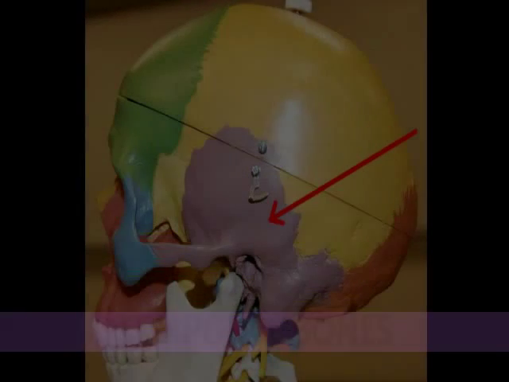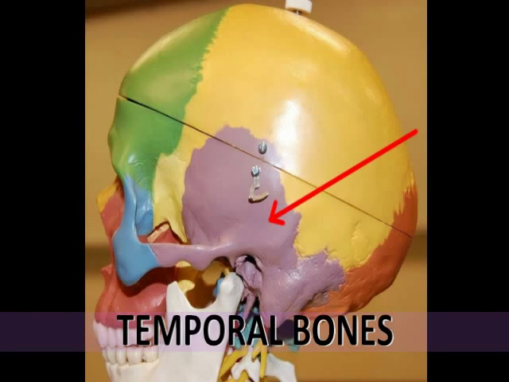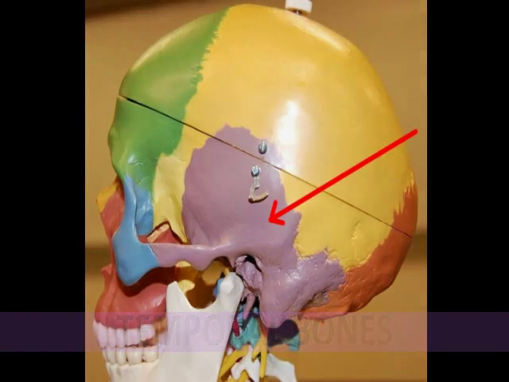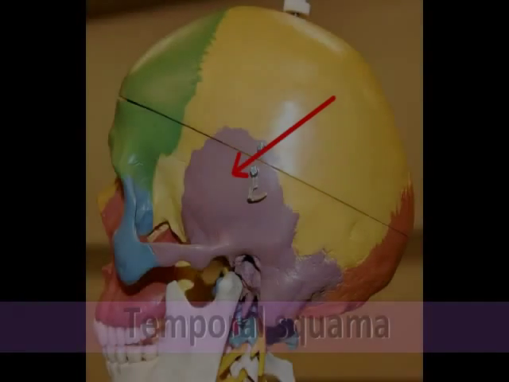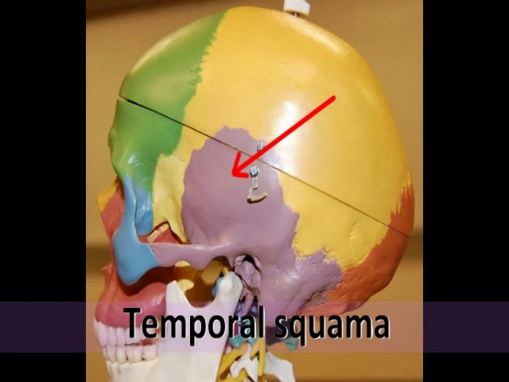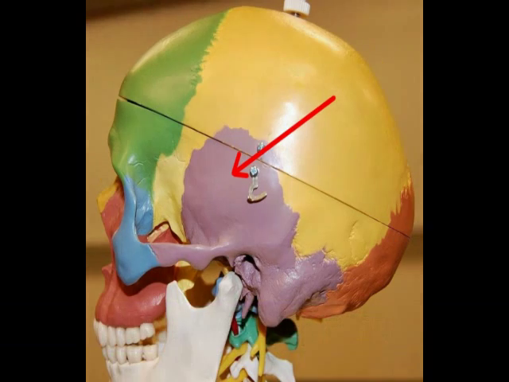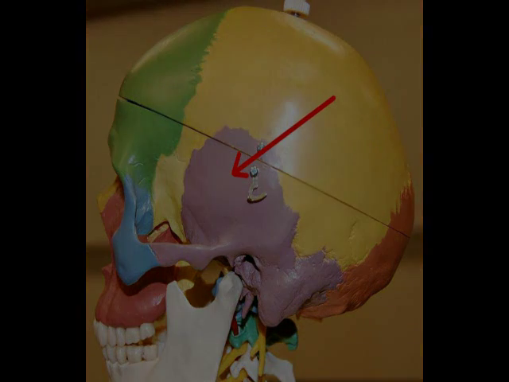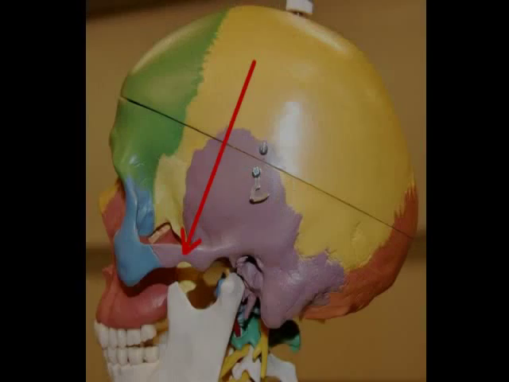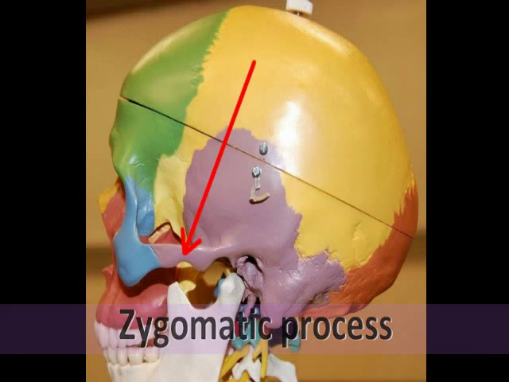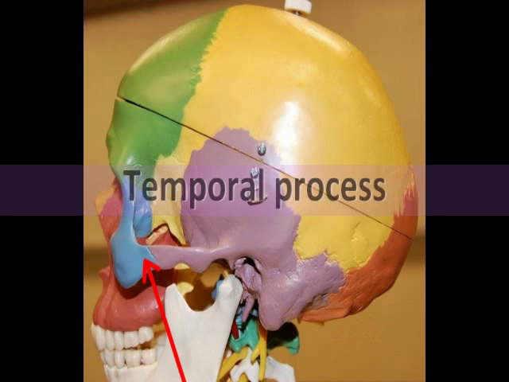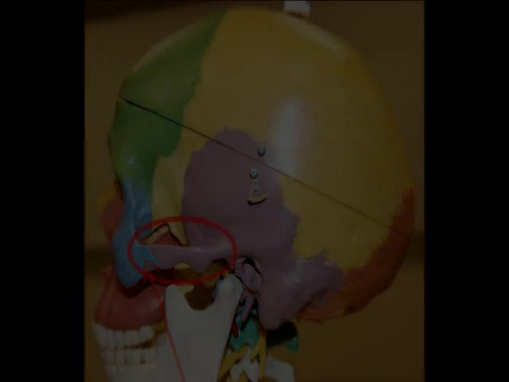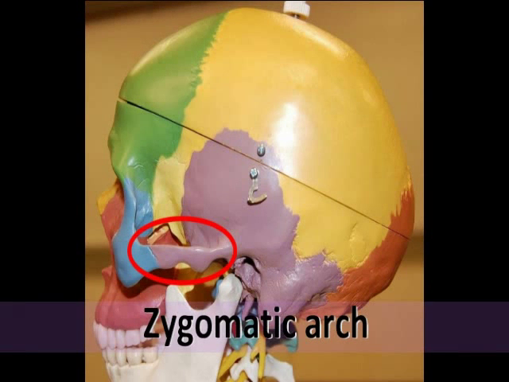Now let's examine the temporal bones, which form the inferior lateral portion of the cranium, as well as part of the cranial floor. The temporal squama is a thin, flat part of the temporal bone located at the temple, which is the cranial region around the ear. Extending out from the inferior region of the temporal squama is the zygomatic process, which articulates with the temporal process of the zygomatic bone, which is the cheekbone, and together, both of these processes form the zygomatic arch.